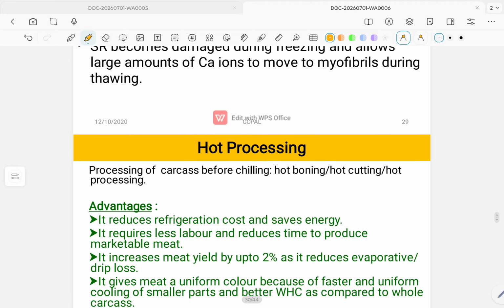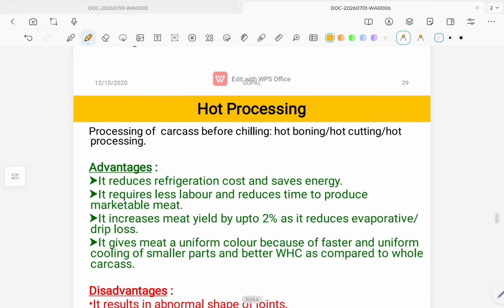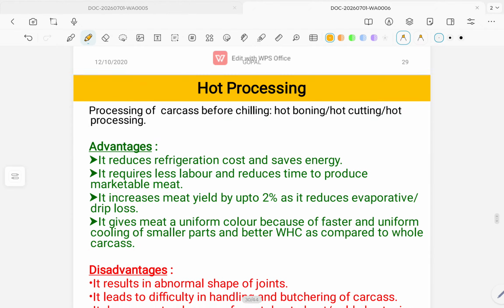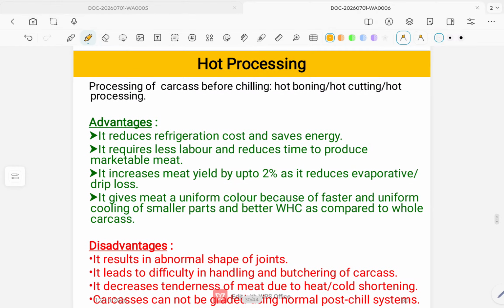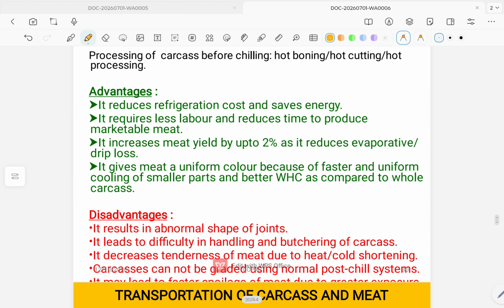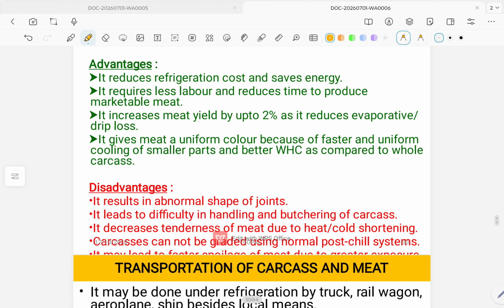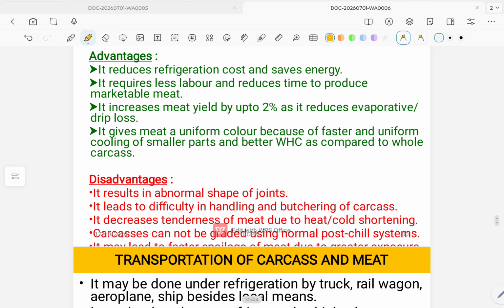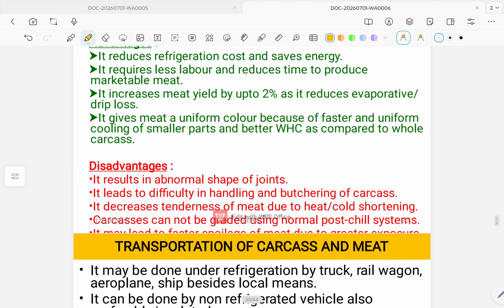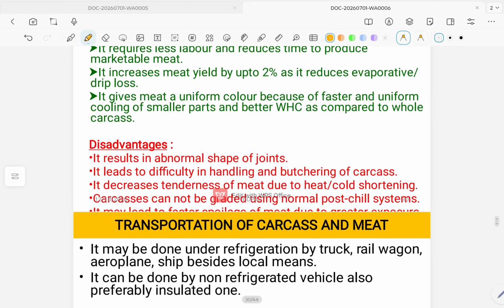Hot processing: processing of carcasses before chilling, hot boning or hot cutting. Advantages: it reduces refrigeration cost and saves energy. It requires less labor and reduced time to produce marketable meat. It increases meat yield by up to 2% as it reduces evaporative or drip loss. It gives meat a uniform color because of faster and uniform cooling in smaller parts, and better WHC as compared to whole carcasses.